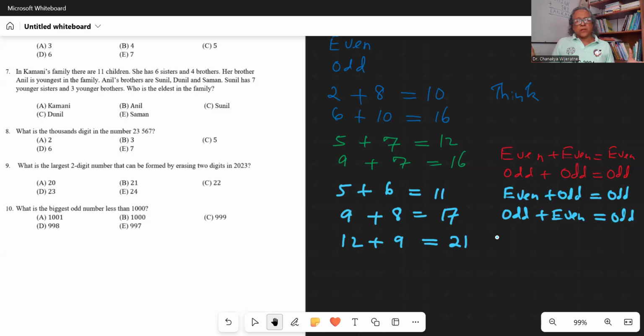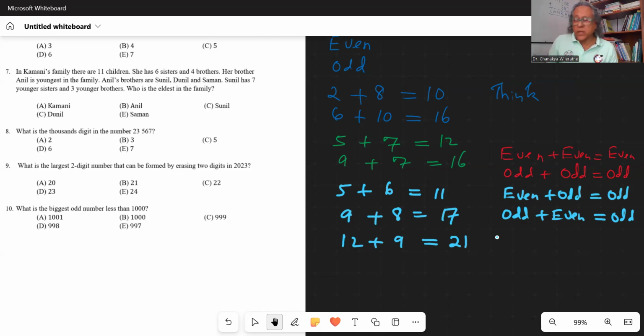So again, this is okay because we know what we mean. Otherwise, there's no meaning here when you have the word even plus the word odd equals odd. That's very odd for somebody who doesn't know what we are doing here.